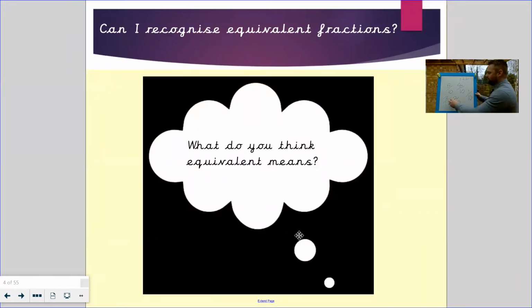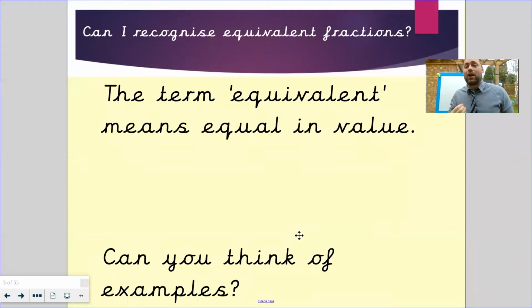Okay, I want you to take a little moment to think what equivalent means. What does it sound like? A word that you may have heard before. Okay, now you've had a little bit of time to think about it. Let's find out what equivalent actually means. So the term equivalent actually means equal in value.